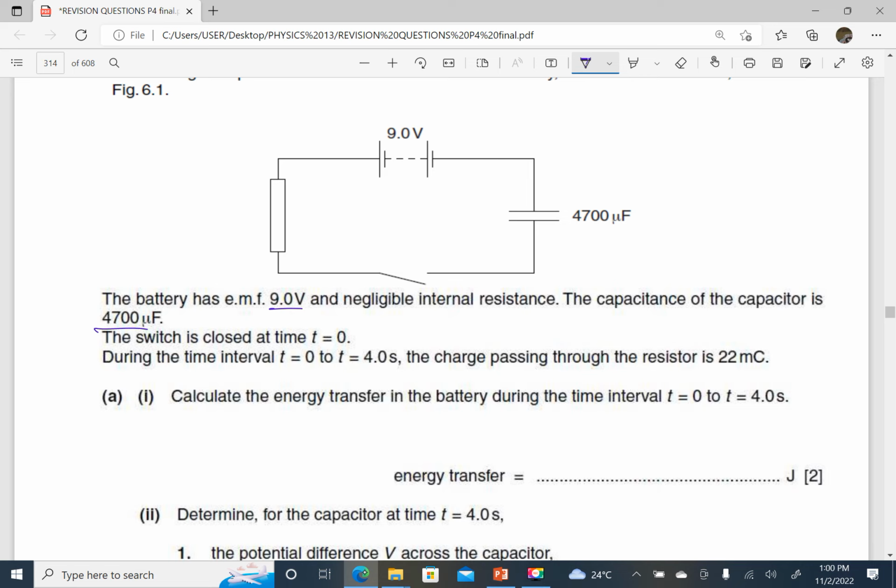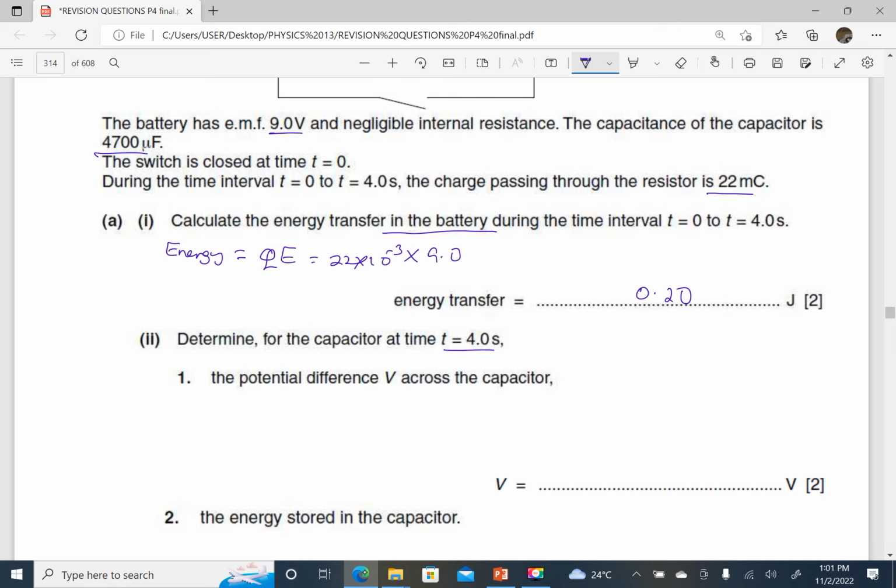Energy transferred in the battery is like energy supplied. So the energy transferred is going to be charge times the EMF, which is 22 times 10 power negative 3 times the EMF, which is 9.0. And this gives us, from my calculator, yes, this is 0.20.